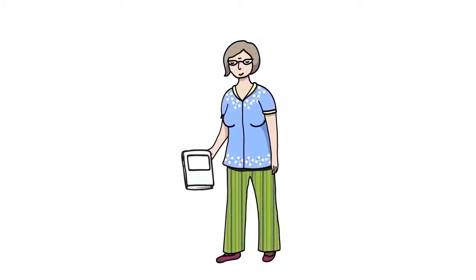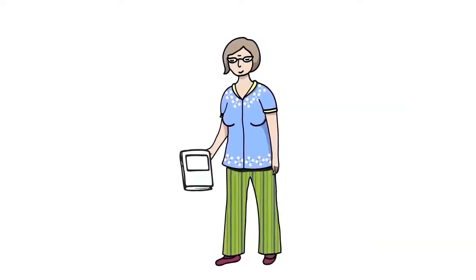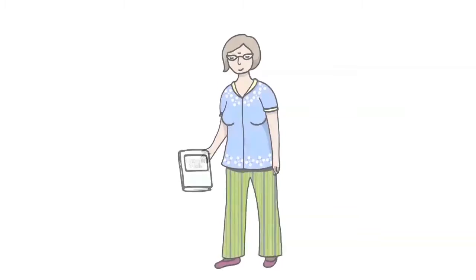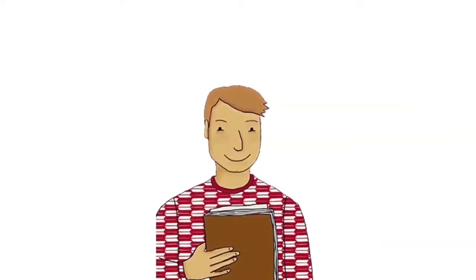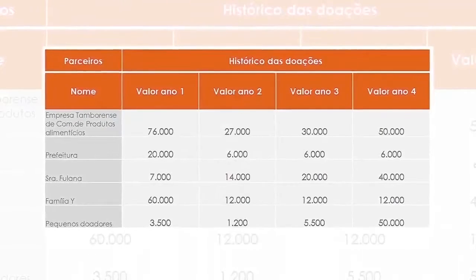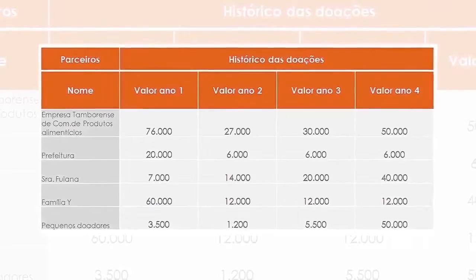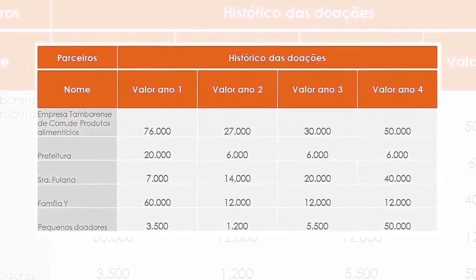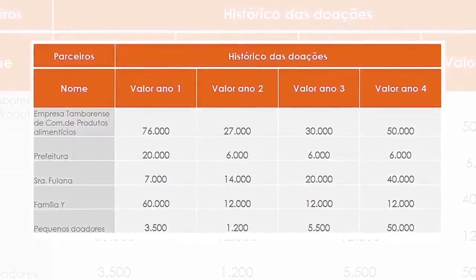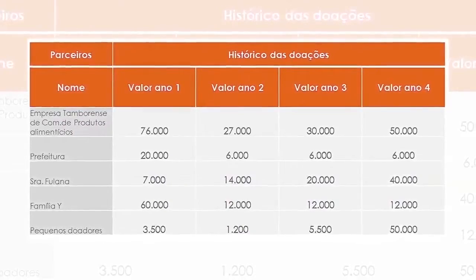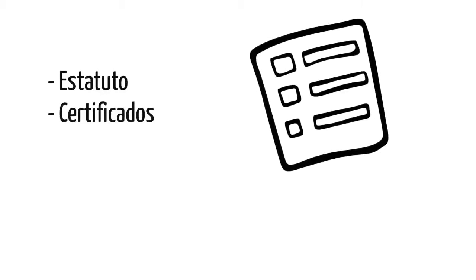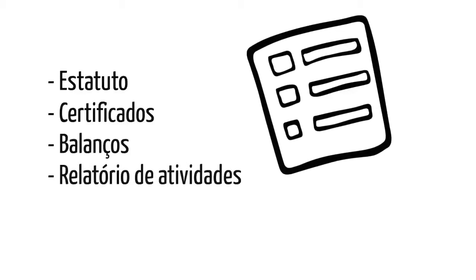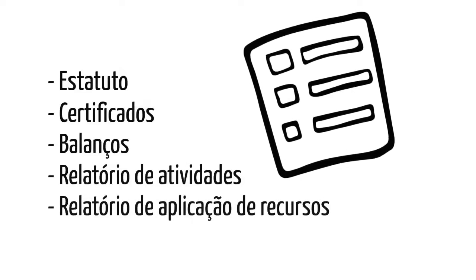Let's go to actual examples which might help you. Review the records and organizational background. Following the example, we detect the partners and match them to the donations coming in over the last 4 years. In doing so, we will be able to check some issues, for example, donors who have cut down their contributions lately. Check documents such as statute, certifications, balance sheets, activity reports, and funds data reports.